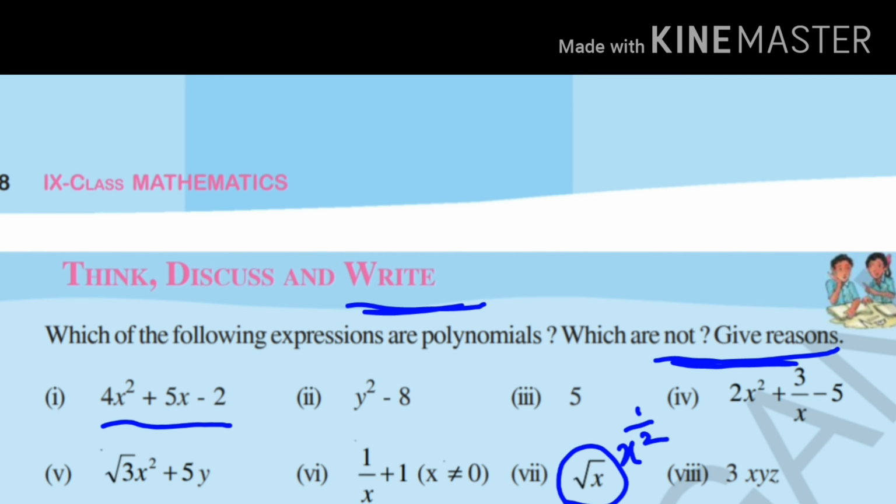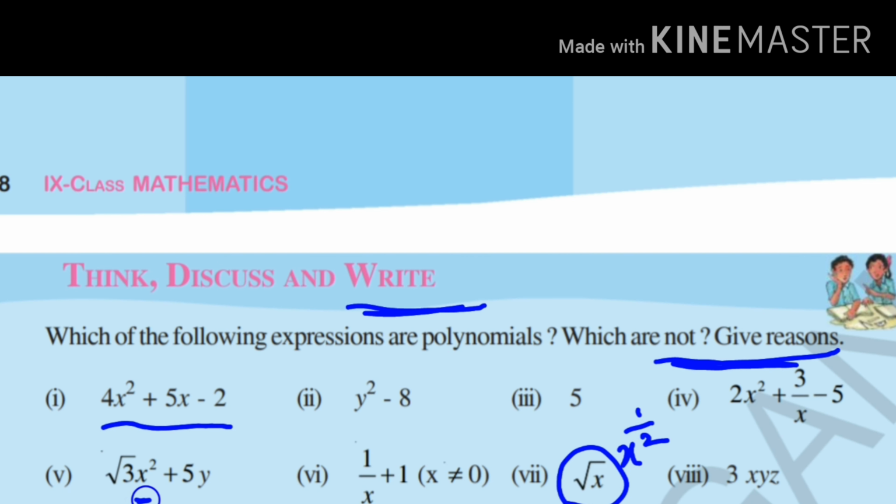And if you observe this example, is it a polynomial or not? Here root 3 is there. Yes, it is a polynomial, because we have to check only the powers of variables, not the constant terms. For example, this becomes the coefficient of x square. That may have a root.